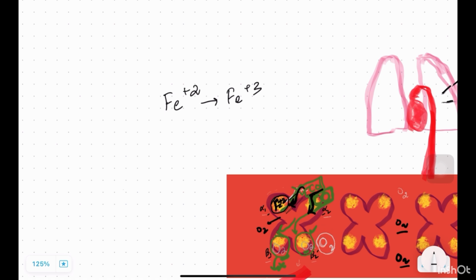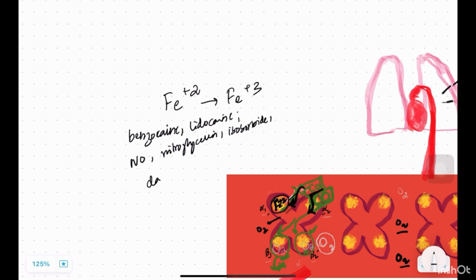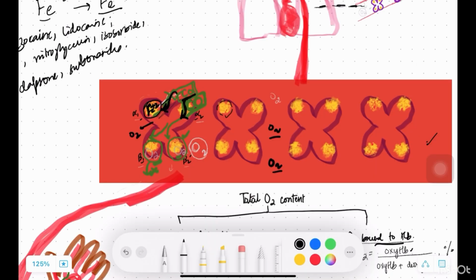This can happen due to a number of different causes, like local anesthetics like benzocaine, lidocaine. Nitric oxide can cause this, nitroglycerin can cause this, isosorbide mono and dinitrate can cause this, dapsone can cause this, sulfonamides can cause this. So, these agents can induce this oxidation. We've discussed that the yellow smudge here is the ferrous ion, right? So, we're going to change that into a blue smudge to know that this has become the ferric ion.